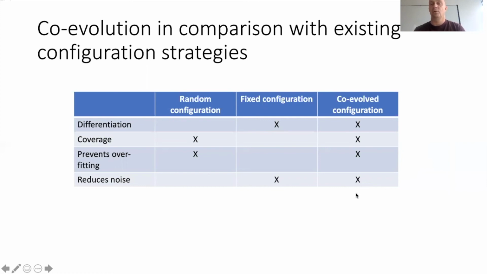Again, it reduces noise. So if the robot's controller is not able to solve a problem, it would be started in that position until it manages to solve the problem. And then again, the co-evolution process may find a new configuration for the robot to be moved to.